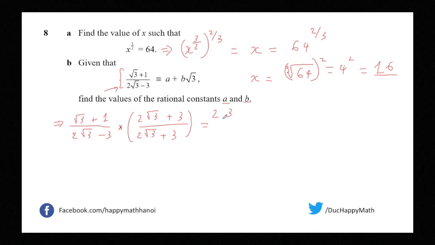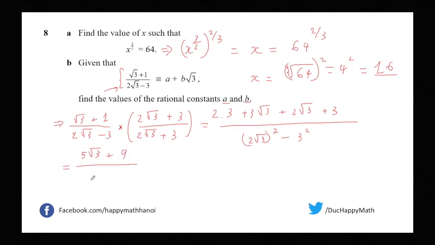It will be equal to 2 times 3 plus 3 square root of 3 plus 2 square root of 3 and plus 3, over 2 square root of 3 squared minus 3 squared. So this one will be equal to 5 square root of 3 plus 9, over 4 times 3, which is 12, minus 9, which is 3.